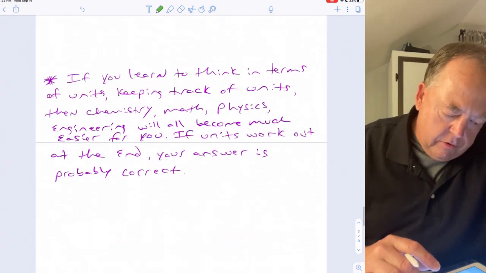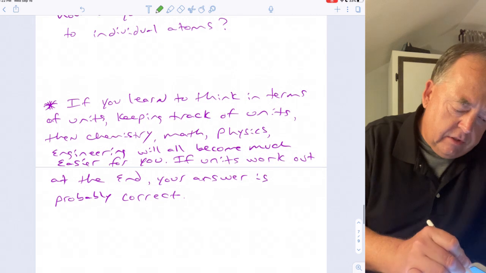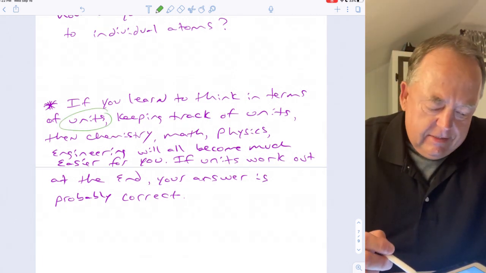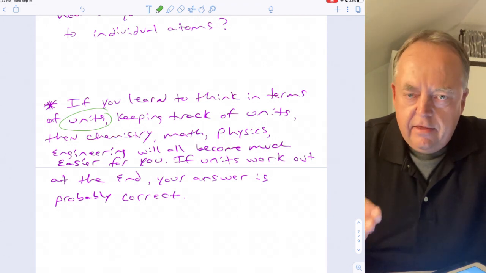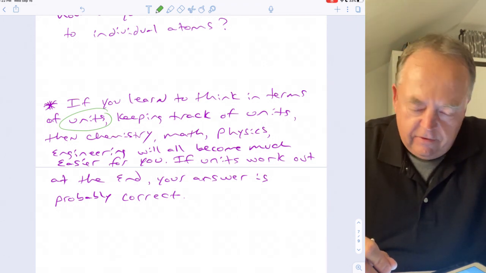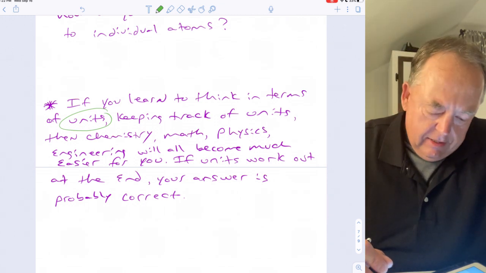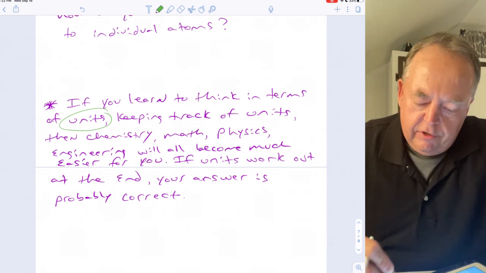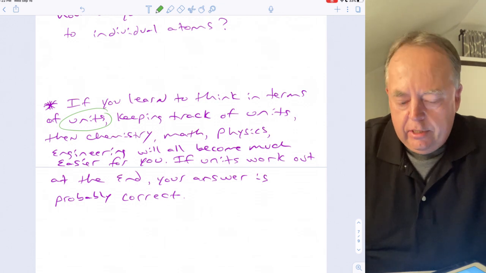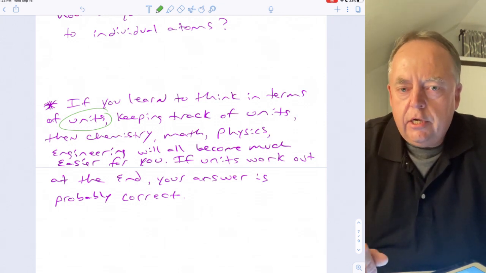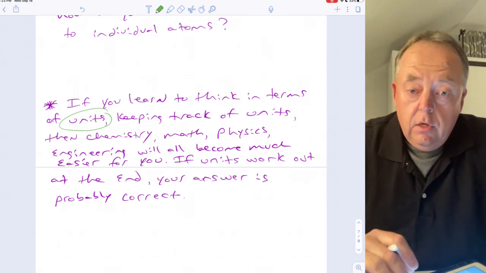But again, if you learn to think in terms of units and keeping track of units in your calculations, then chemistry, math, physics, engineering, everything that requires you to calculate something becomes much, much easier. And if you work with units, and if your units work out at the end and you end up with the right unit, your answer is probably correct. So it's a great way to check your work. Okay, we'll stop there.